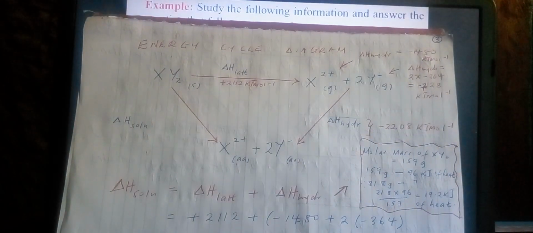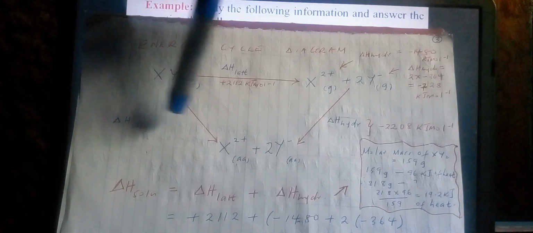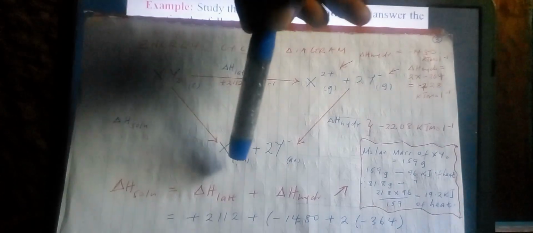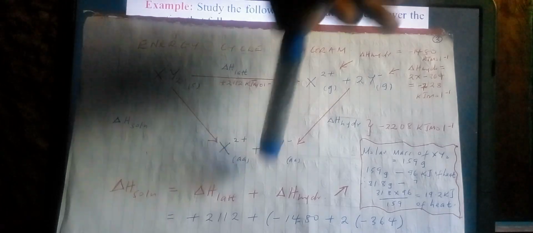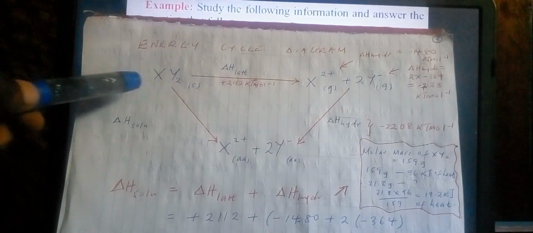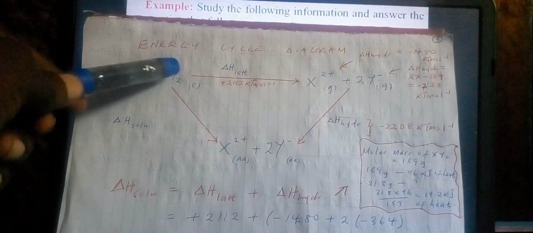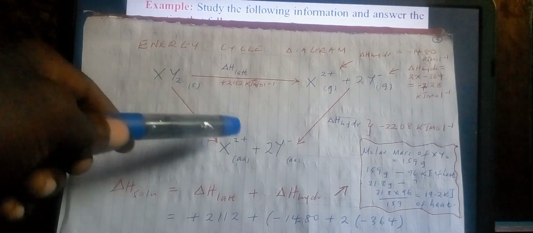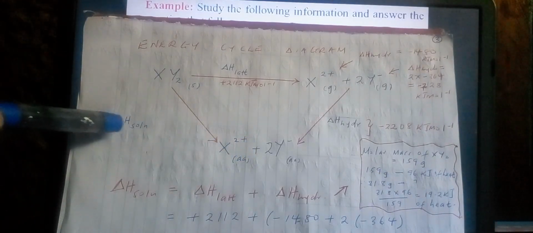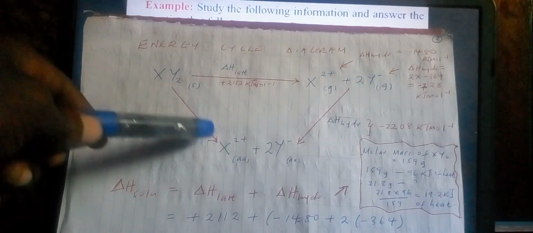Remember, heat is absorbed during breaking of the bonds. So that's why it is positive, 2112 kilojoules per mole. Then an ionic compound can dissolve and form ions directly, as you can see. So this arrow from the reactants to the final product is the enthalpy change of solution.